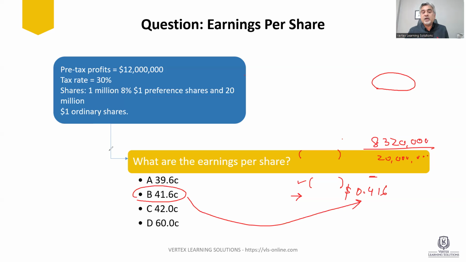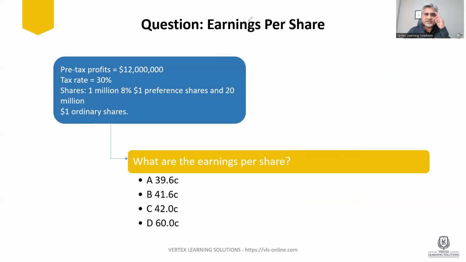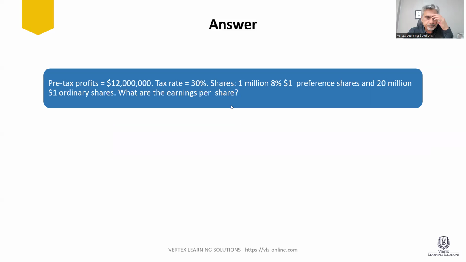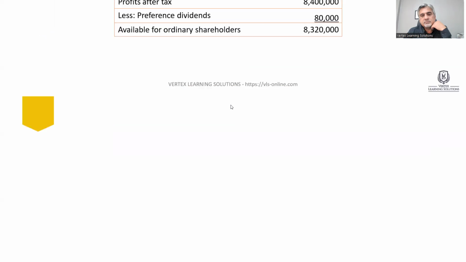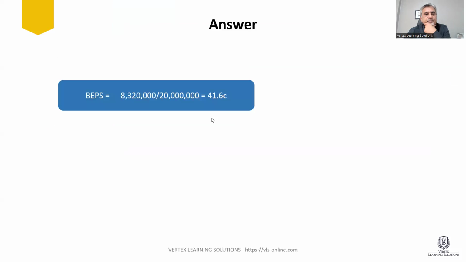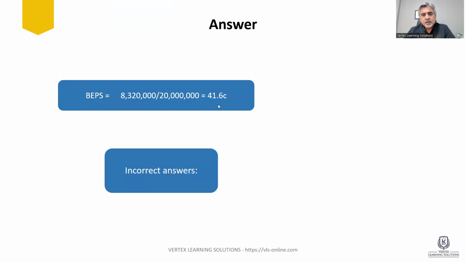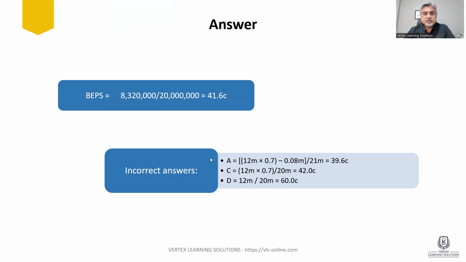They are giving you other options as well, which are of course wrong, but let's see why they are wrong. So let's calculate here. Answer should be 8320 divided by 20 million, 41.6 cents or $0.416. It's the same thing. Incorrect answers: A, C, and D were wrong. What were the mistakes in A, C, and D? Now, if you pay attention, what mistakes did they make?